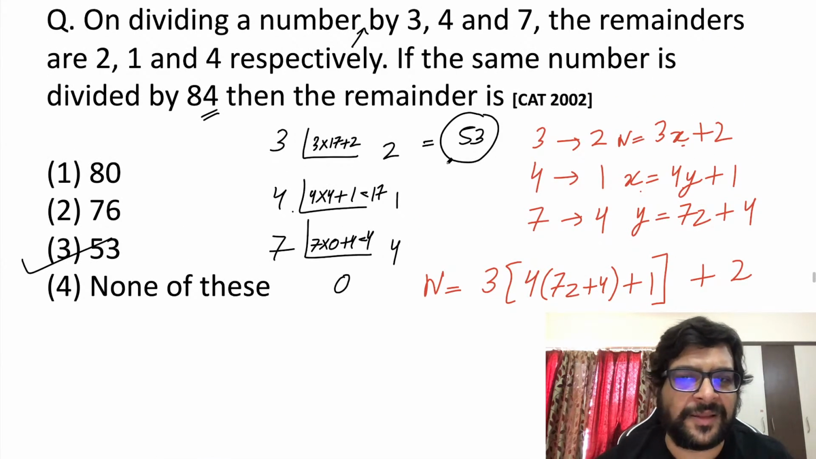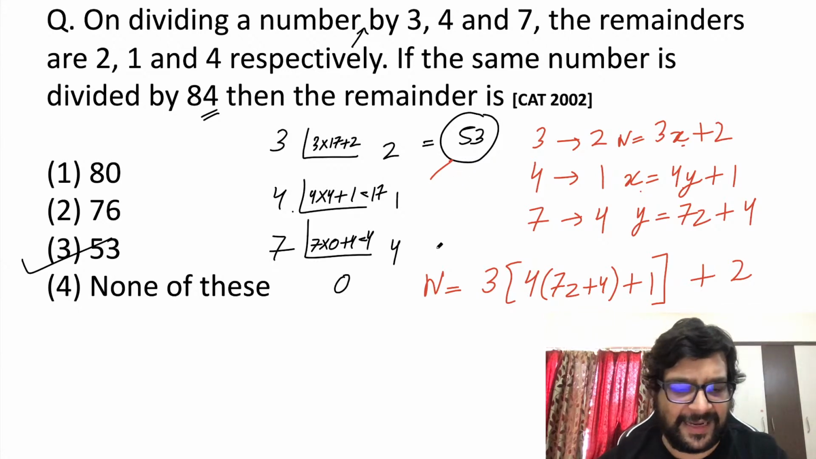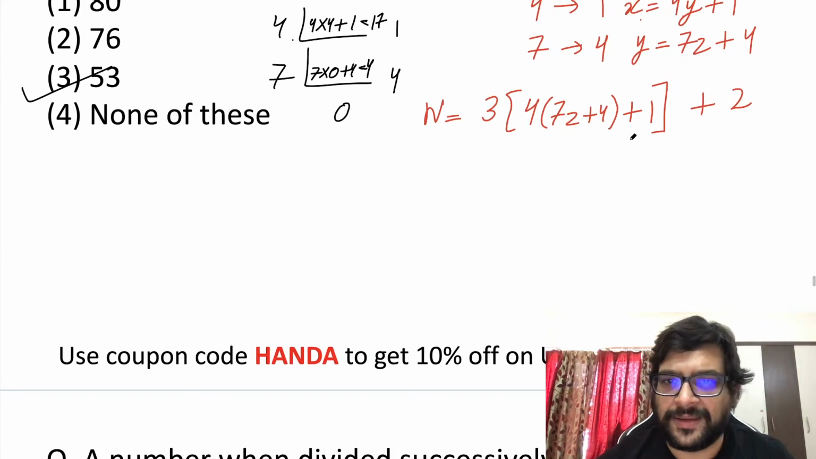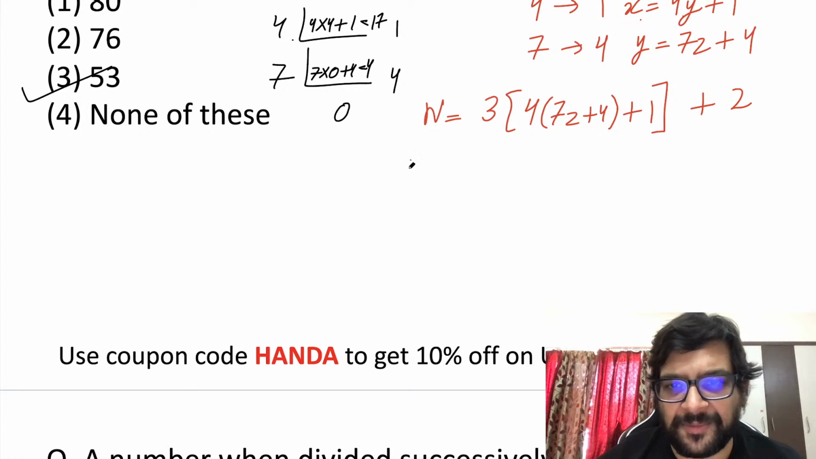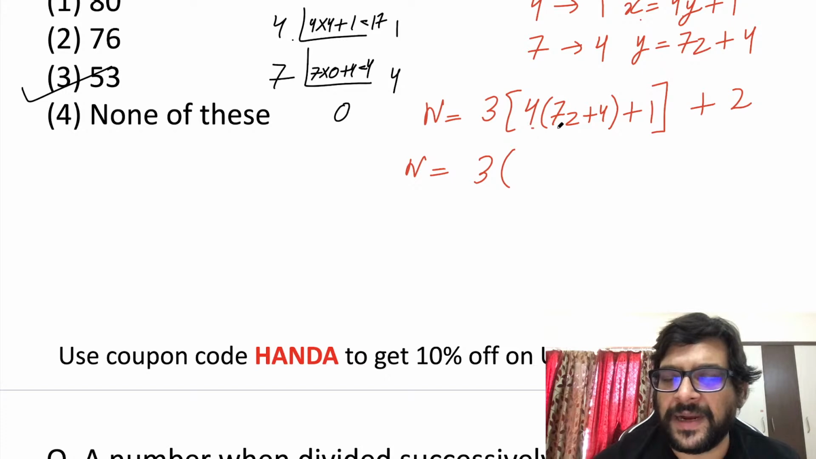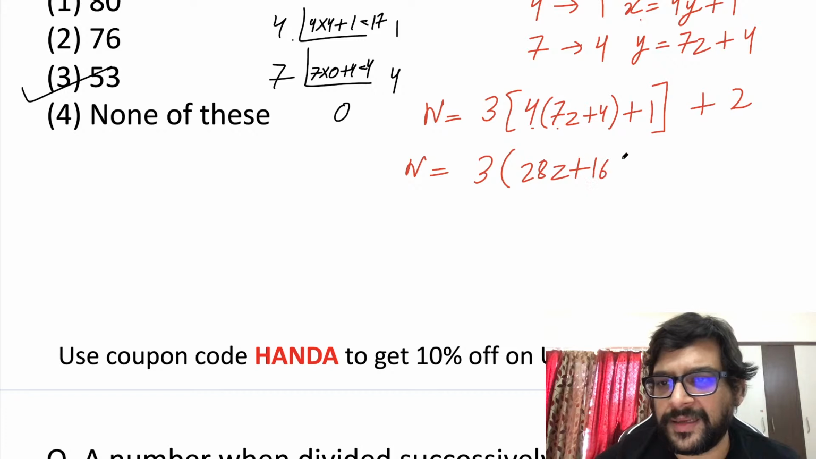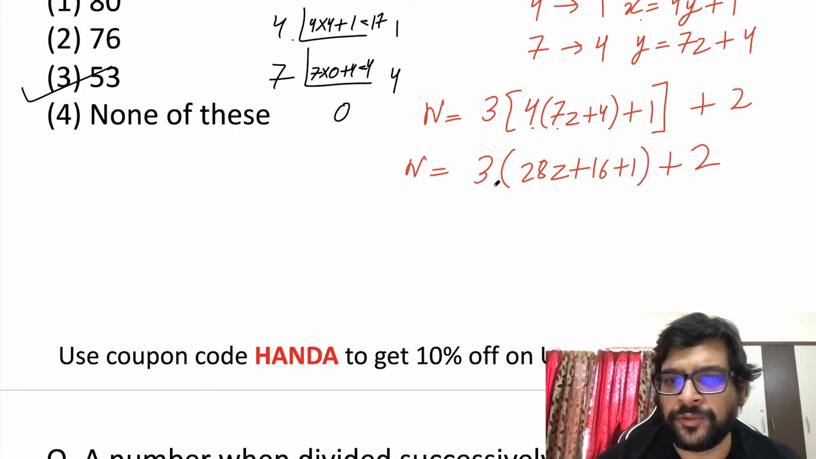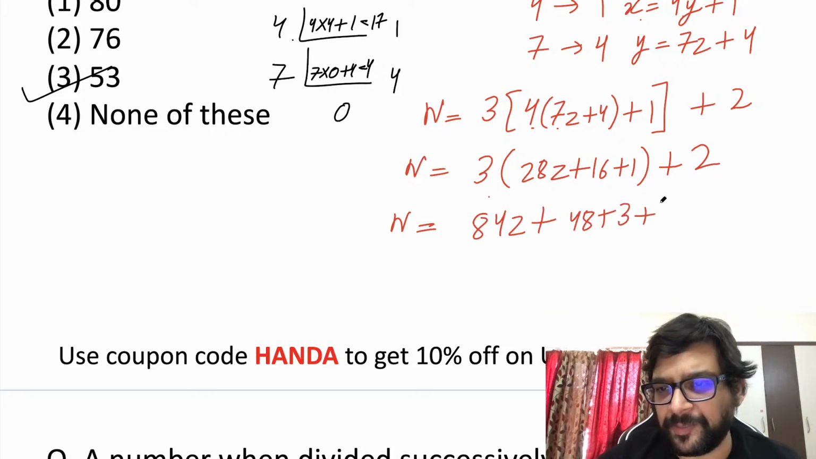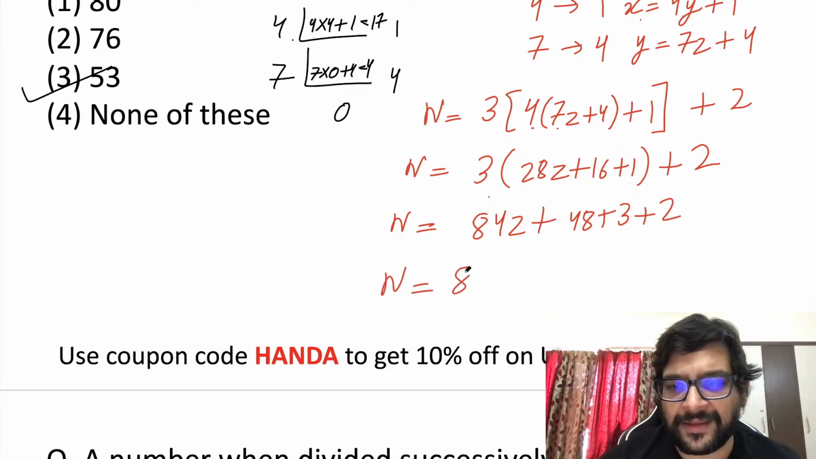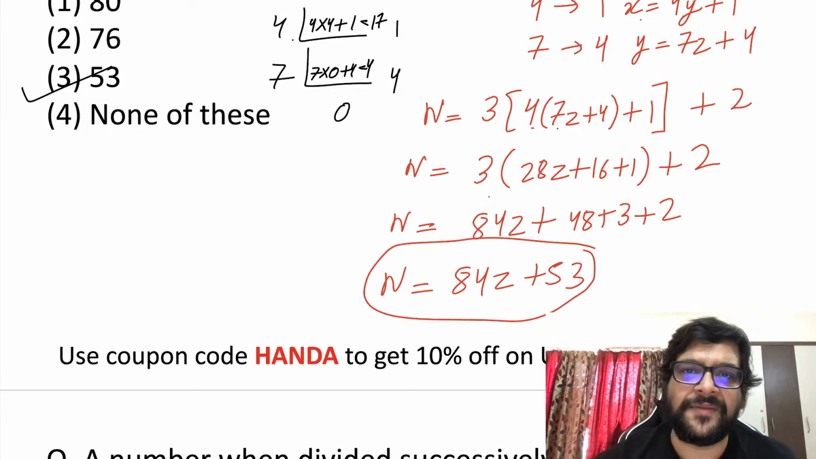Why do we need to do that? See, 53, I'll explain that. Let me finish this method. So this is the generic format for n, which comes out as 3 into 28z plus 16 plus 1 plus 2. So n comes out as 84z plus 48 plus 3 plus 2. So n comes out as 84z plus 53. This is the value of n.